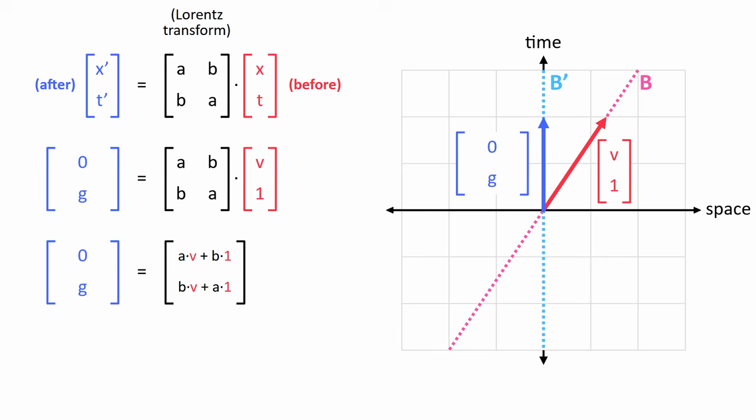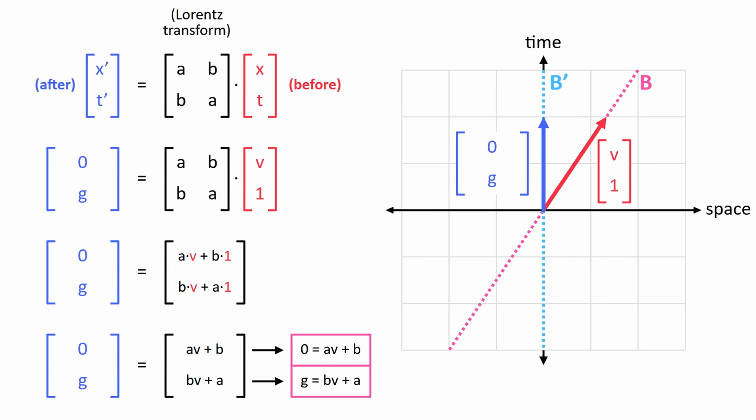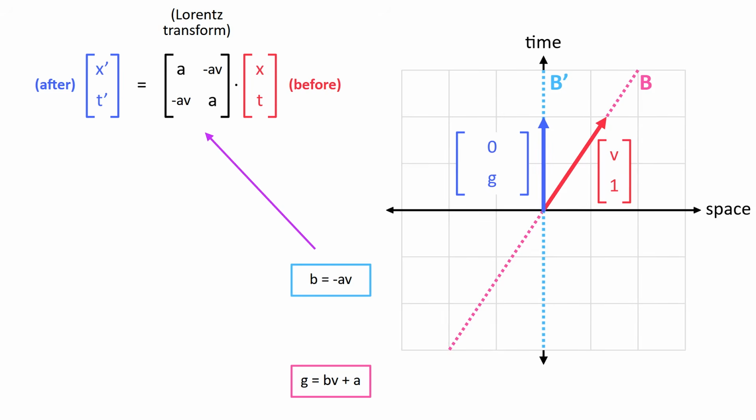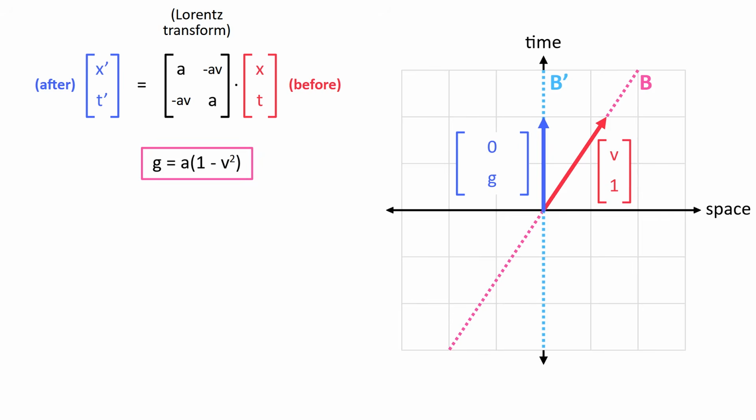After multiplying things out, we can see 0 equals AV plus B, and G equals BV plus A. The first of these becomes B equals -AV. We can then substitute this into both the original matrix and the other equation, at which point we can even factor out A to get G equals A times 1 minus V squared. Now if only we knew the value of G, we could easily solve for A to finish the matrix.